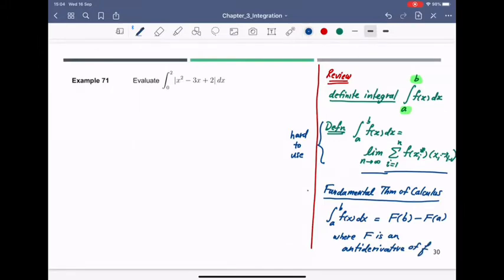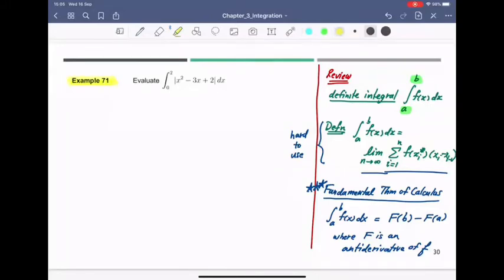Today we are going to practice how to use the fundamental theorem of calculus part 2. The theory is not that hard. This is the form that we use all the time, but the hardest part of integration is the technique. For each question, you're going to learn different techniques for approaching definite integrals. So let's start by looking at example 71.